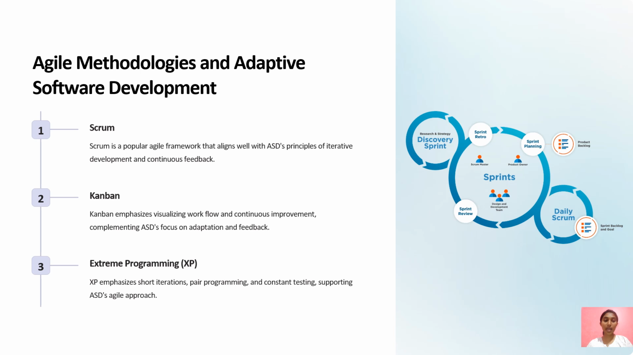The next one is Kanban. Kanban emphasizes visualizing the workflow and continuous improvement, complementing ASD's focus on adaptation and feedback. Extreme programming, that is XP. XP emphasizes short iterations, pair programming, and constant testing, which supports ASD's agile approach.